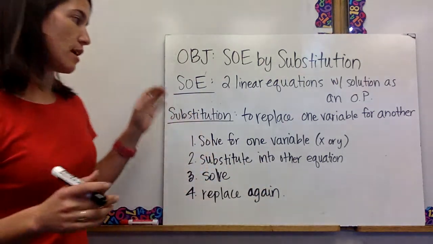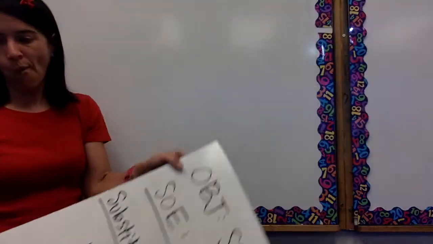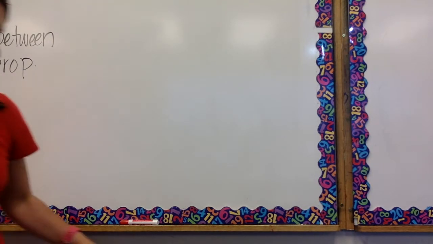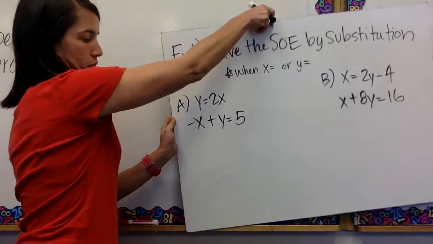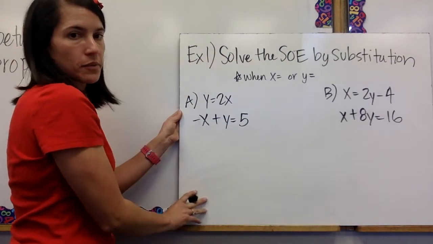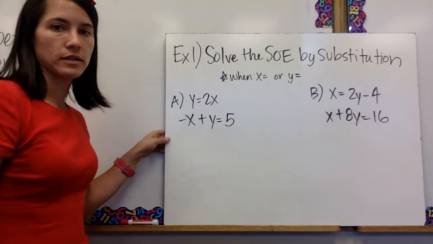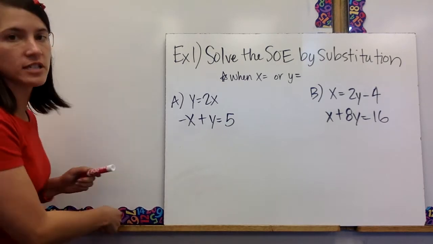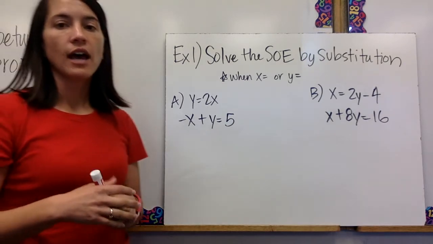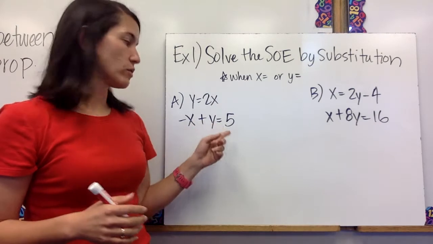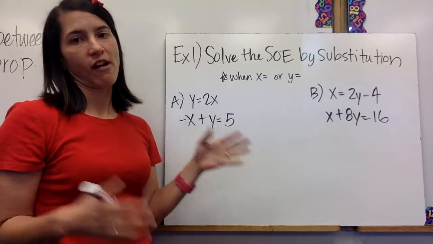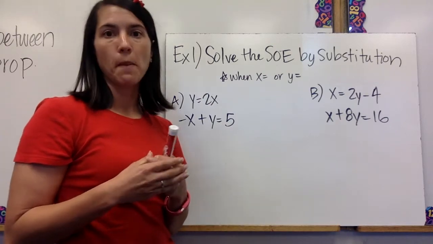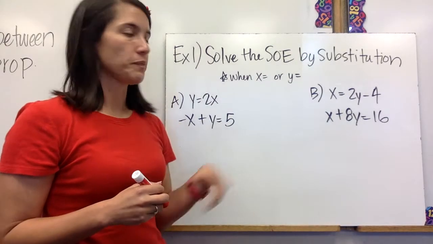So I'm going to show you the examples that we have on your note guide. All right, so example 1, system of equations, y equals 2x, negative x plus y equals 5. Now, if this were graphing, then you would have to solve for y and graph them and find the intersection, but here's another method called substitution.